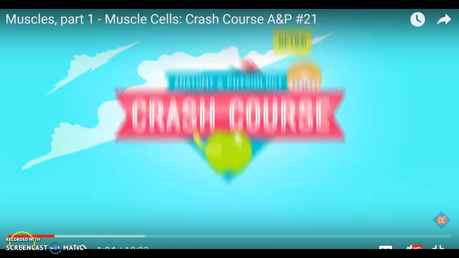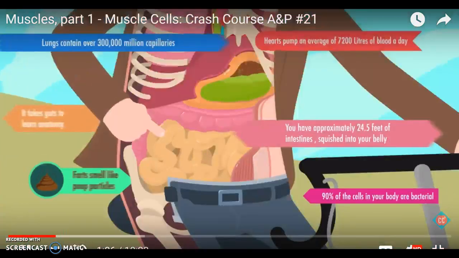All right, let's check out the muscle cells that love to use all this energy. Let's just see what they look like. All right, so what we're going to do is use the wonderful graphics of the Crash Course team to look at some muscle cells real quick. They do a fantastic job, and let's just use it to help us understand a little better.